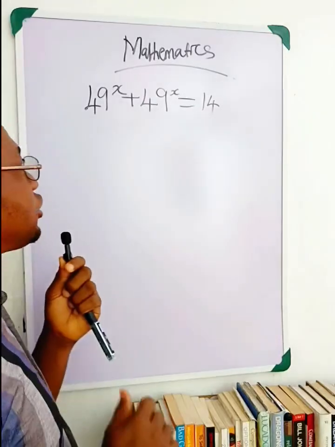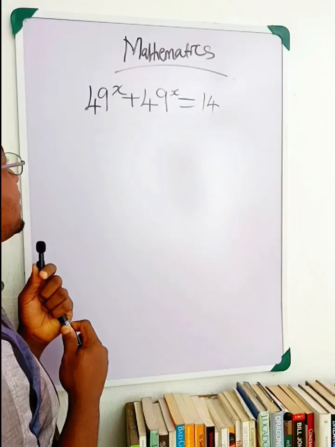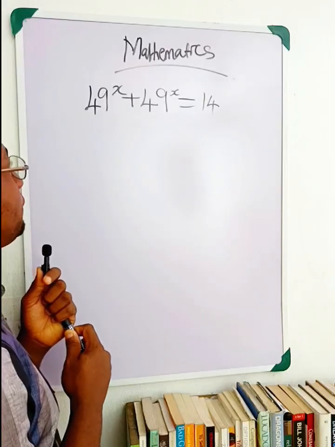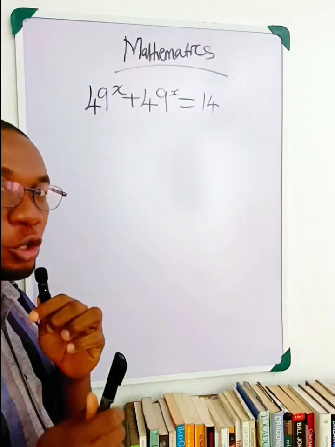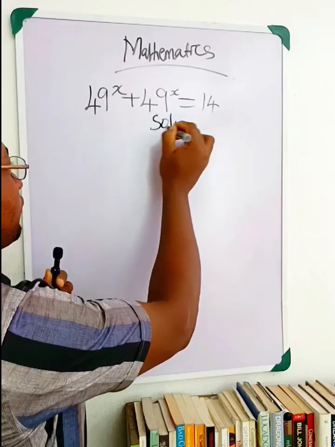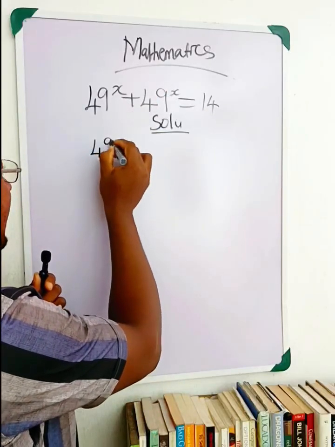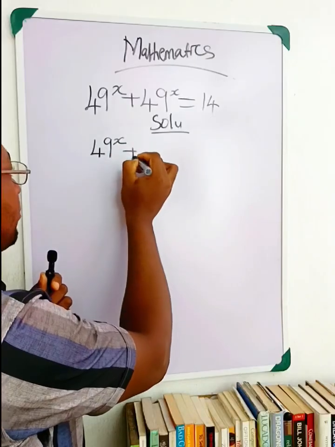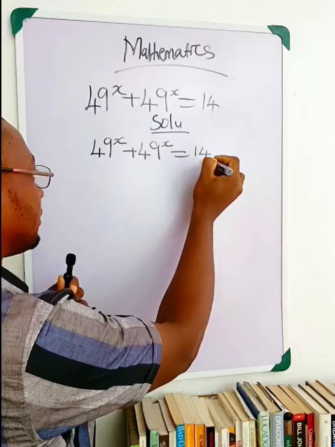All right, let's solve this question on the board. We have 49 raised to power x plus 49 raised to power x equals 14. Pay attention, let me show you how to solve this. Solution: we are asked to find the value of x. You rewrite the question: 49 raised to power x plus 49 raised to power x equals 14.